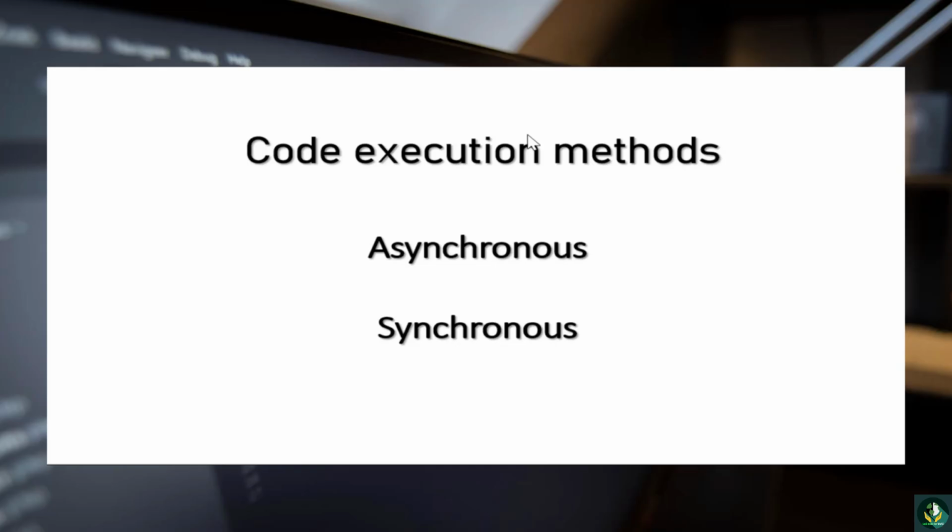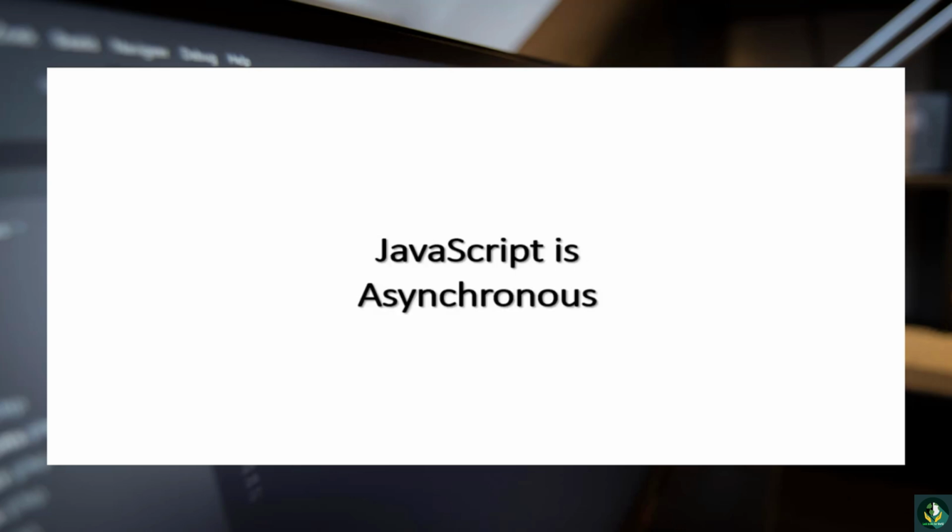Now, before we interact with the database or perform operations inside of a database, we need to first understand what code execution methods are. What are the asynchronous and synchronous methods of code execution? What are promises, and what are async and await statements? So let's get started. There are two types of code execution methods: synchronous code execution and asynchronous code execution. JavaScript uses the asynchronous way of executing code.